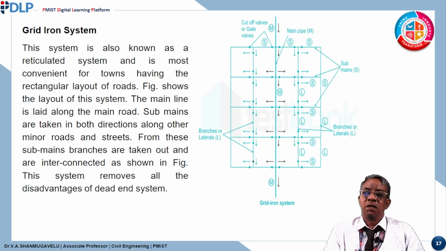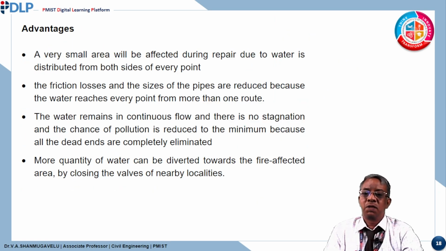Grid iron system. This system is also known as the reticulated system and is most convenient for towns having a rectangular layout of roads. The figure shows the layout of the system. The main line is laid along the main road. Sub-mains are taken in both directions along the minor roads and streets. From these sub-mains, branches are taken out and interconnected as shown in the figure. The system removes all the disadvantages of the dead end system.